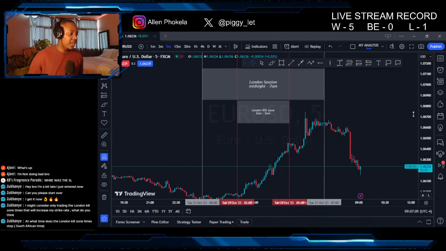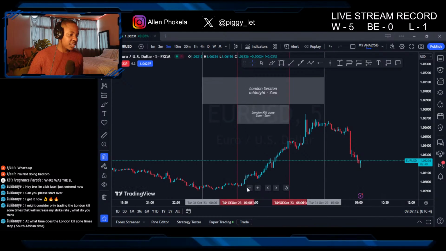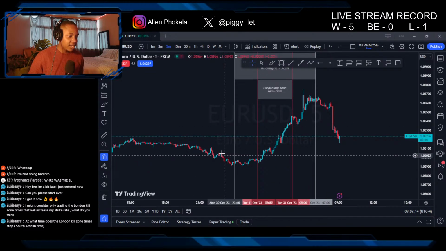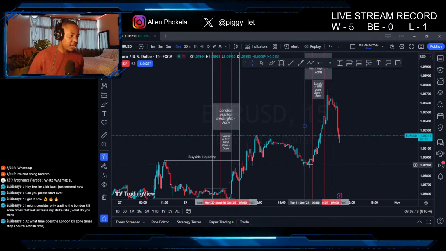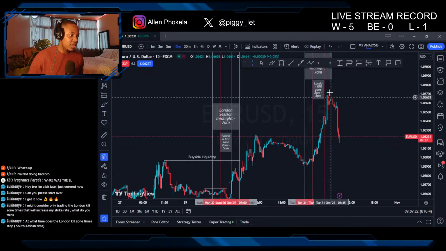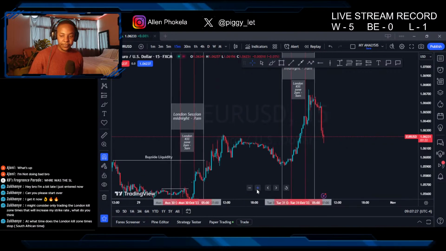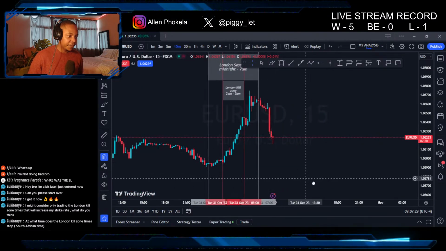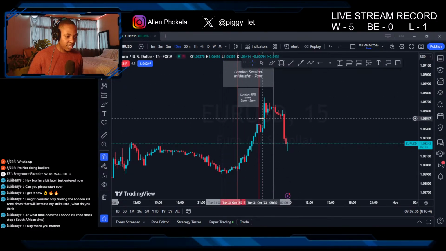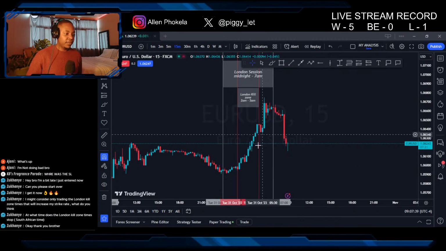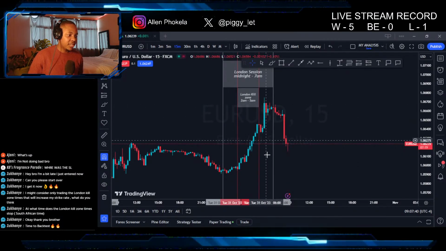So now here, this is today's London session. As you can see, during the Asia session we started going lower, creating lower prices, and then as soon as the London session kill zone hit, we started going higher, creating higher prices.